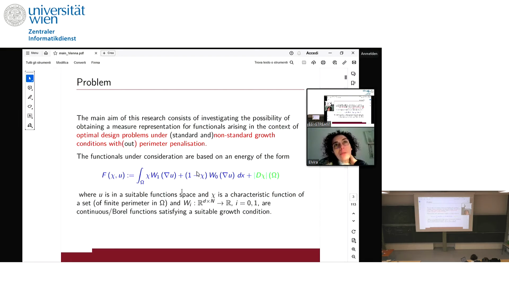The main aim of all this research has been essentially the possibility of giving an integral or at least a measure representation for certain integral functionals that arise in connection with optimal design problems or damaging problems. Essentially, the idea is that one has a given functional depending on two fields, chi and u, of the form that you see. Just consider the blue part. So you have this convex combination through a characteristic function of a certain subset of omega that can be or not a subset of finite perimeter. And according to the phase where you are located, you get different energetical contributions modeled through two bulk energy densities, which are W1 and W0.